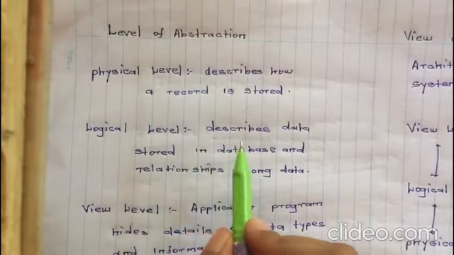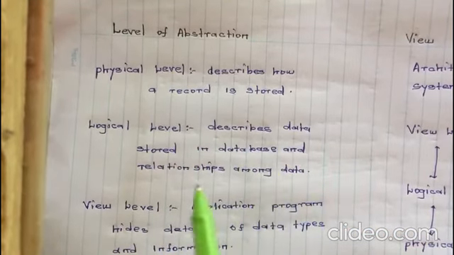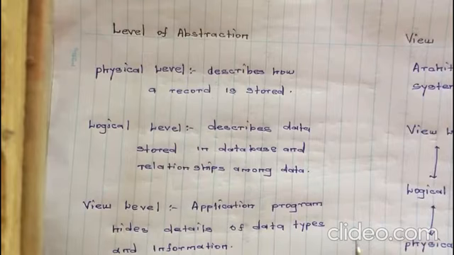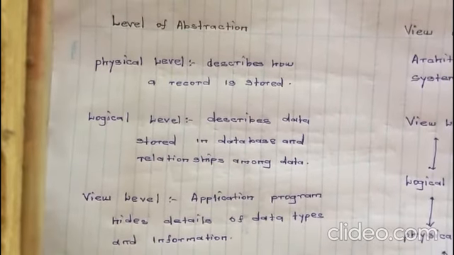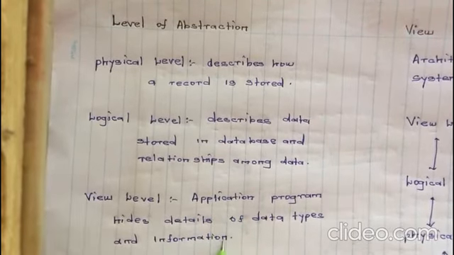Then the logical level, which describes the data stored in the database and the relationship among data, such as the entities, the constraints, and the data types of each instance's data and the information about the variables. And finally, the view level. The application program hides the details of data types and information.